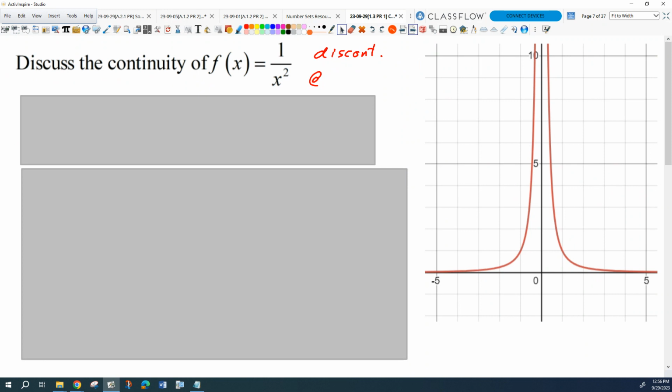How about that one? f(x) equals 1 over x squared. So it's got an asymptote at what x value? 0. Okay, so let's go through the checklist here.